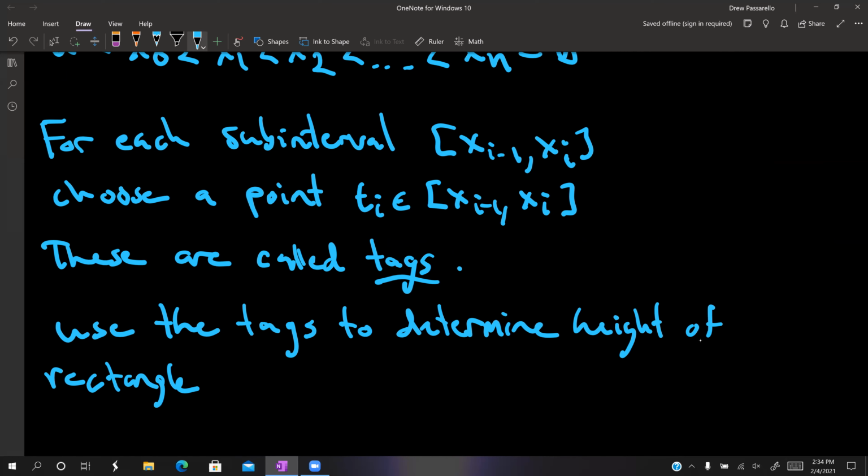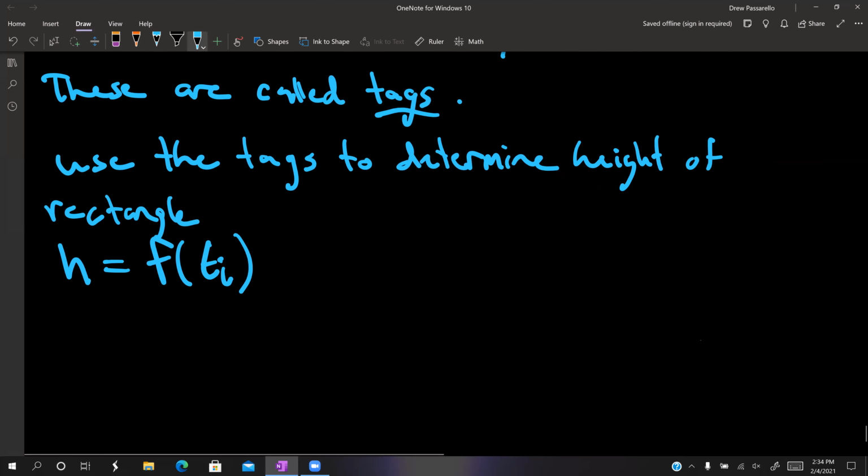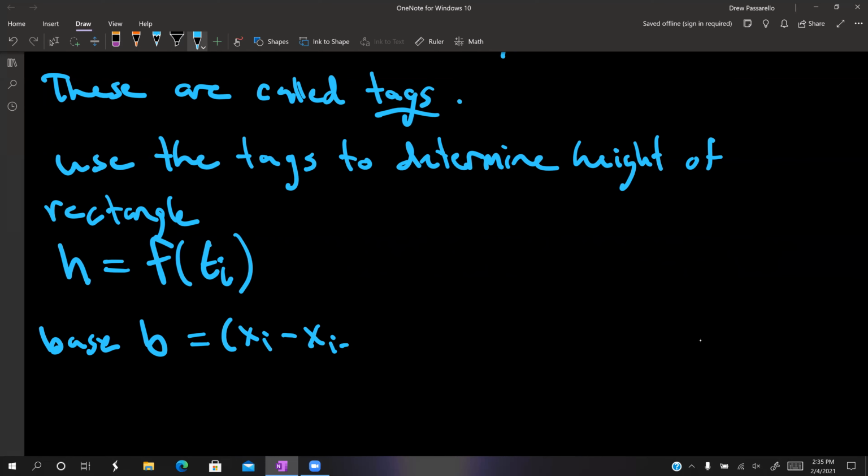Okay, so your height h is equal to the function f evaluated at your tag ti, the base of the rectangle. Base b is equal to the length of the interval, so it's equal to xi minus x subscript i minus 1. All right, so that's the base.